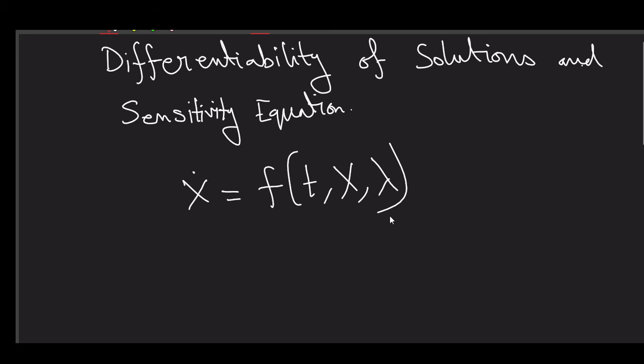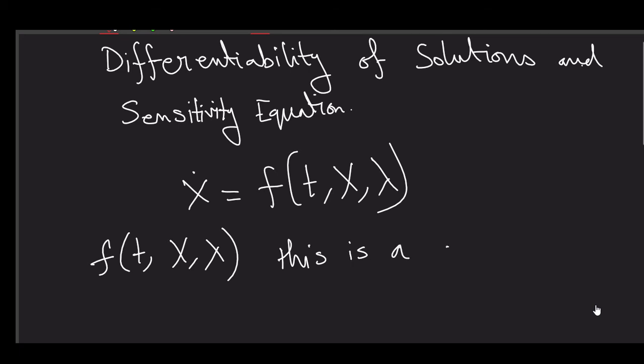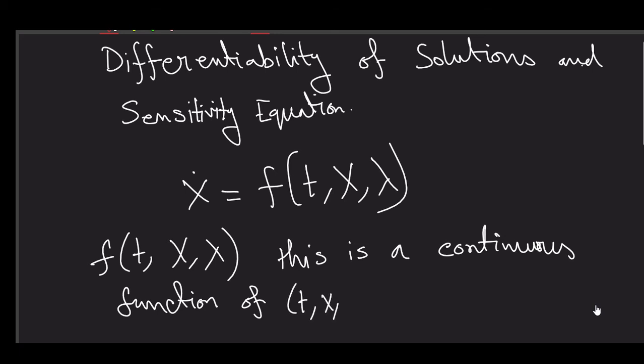So here, when we have a system whose parameter may vary, we proceed with the assumption that f of t comma x comma lambda is a continuous function of t comma x comma lambda. So this is the case.